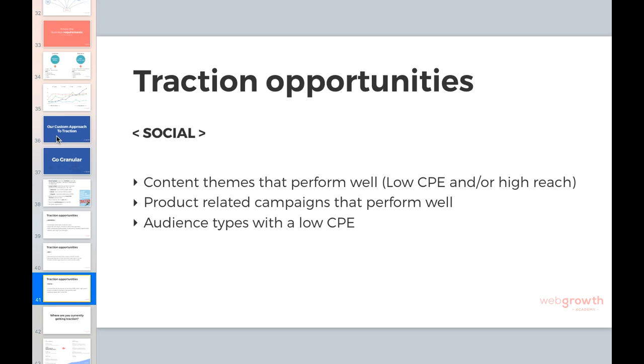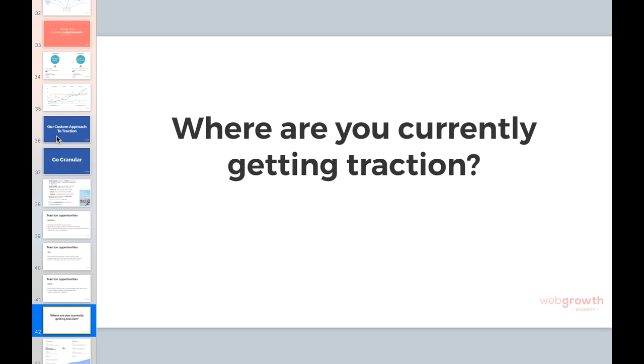Then you have audience types with low cost per engagement. So an audience type within Facebook could be an email list, a custom email list. It could be interest groups. It could be your fans. It could be your fans' friends. So there's a number of audience types that you could look at and then try and figure out which one has the lowest CPE.